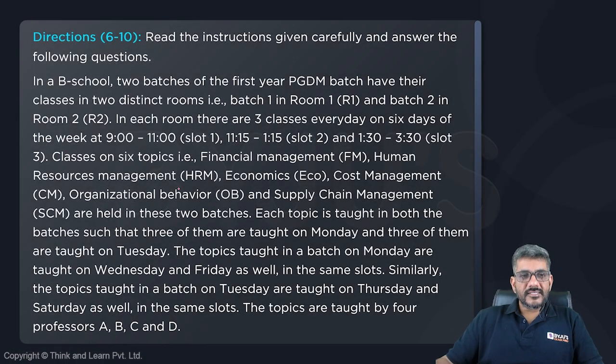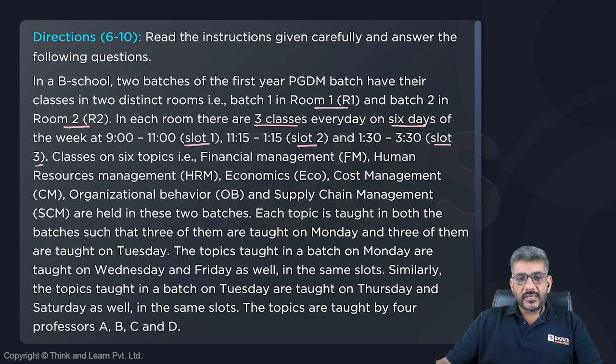So here is the second set. In a B school, two batches of the first year PGDM batch have their classes in two distinct rooms. Batch 1 in room 1 and batch 2 in room 2. In each room, there are 3 classes every day on 6 days of the week. That is 9 to 11 slot 1, 11:15 to 1:15 slot 2 and 1:30 to 3:30 slot 3. So 3 classes are held in these 3 slots.